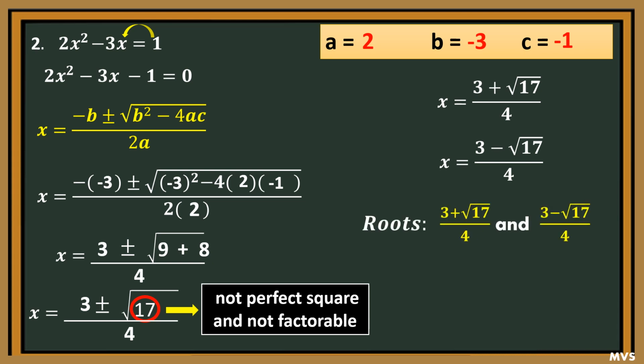The roots are 3 plus the square root of 17 all over 4, and the other one, 3 minus the square root of 17 all over 4.